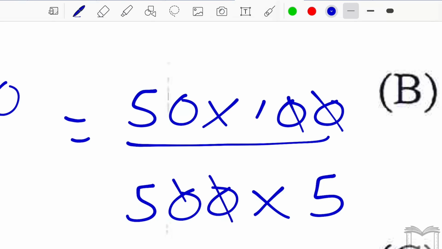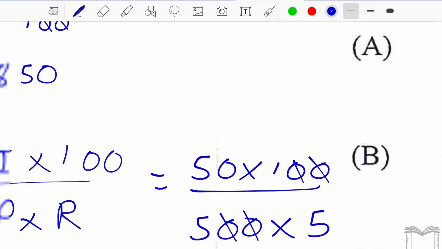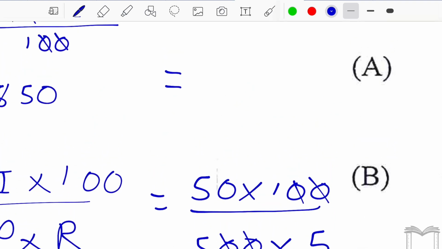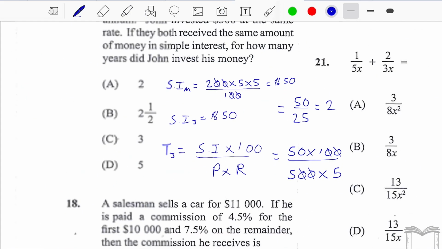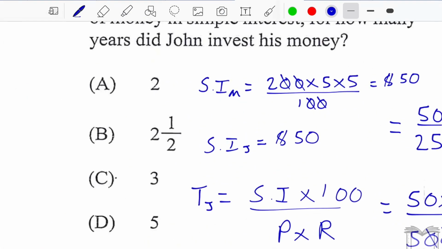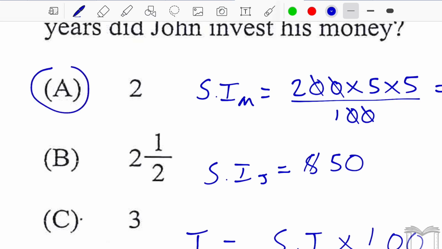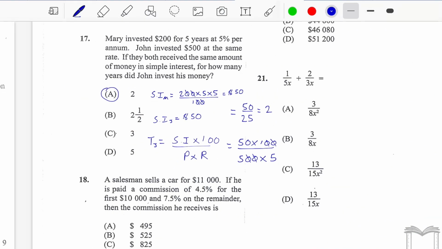So we cancel 2 zeros on top with 2 zeros below. So let's work on top, continuing on top. So 50 divided by 5 times 5 is 25. 50 divided by 25 is 2. So that's 2 years. So the answer is A.